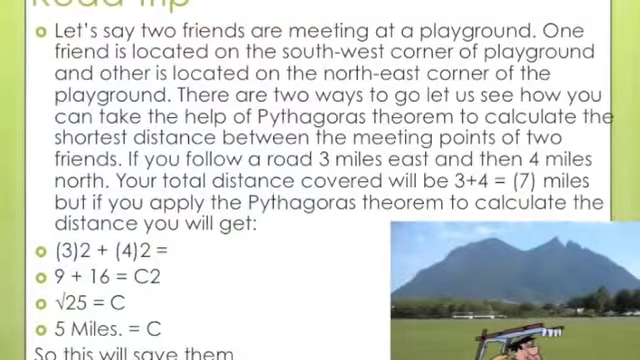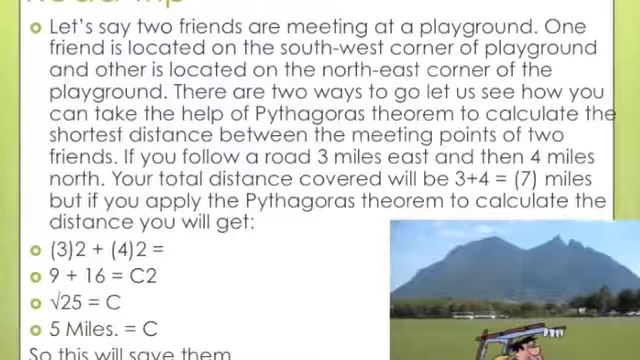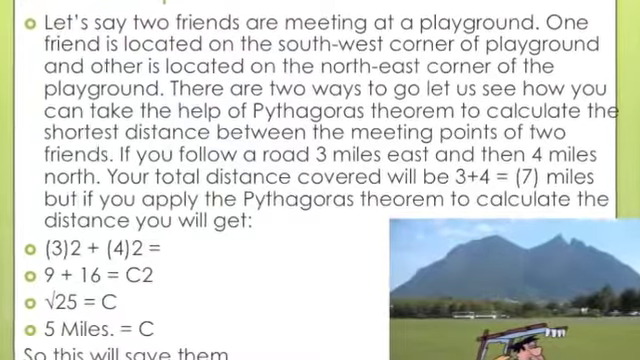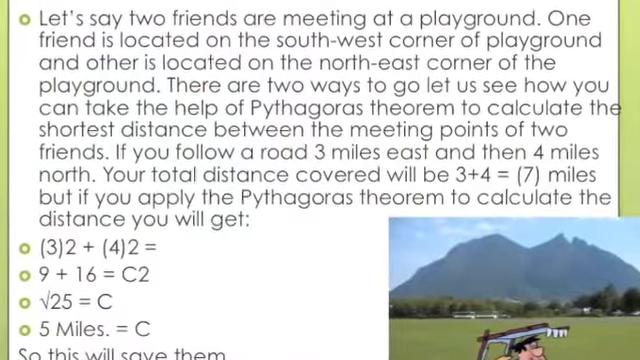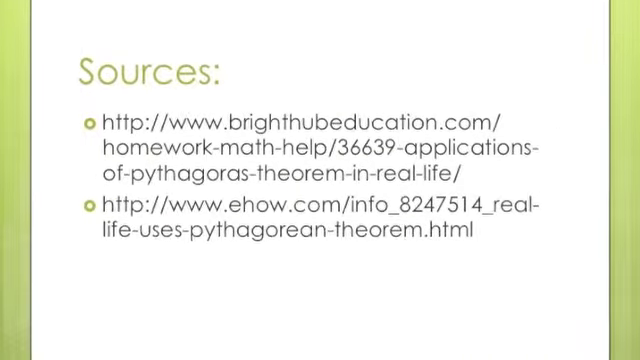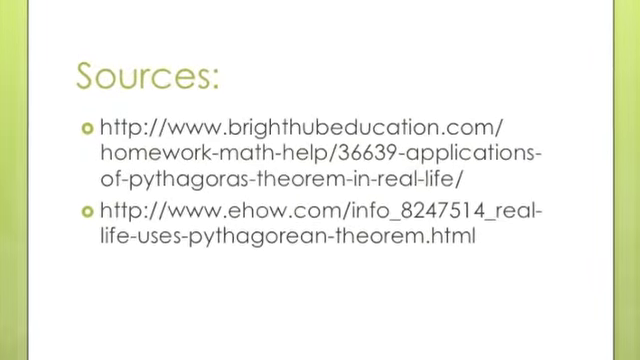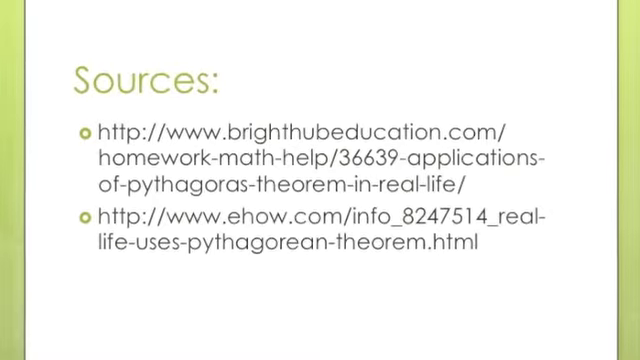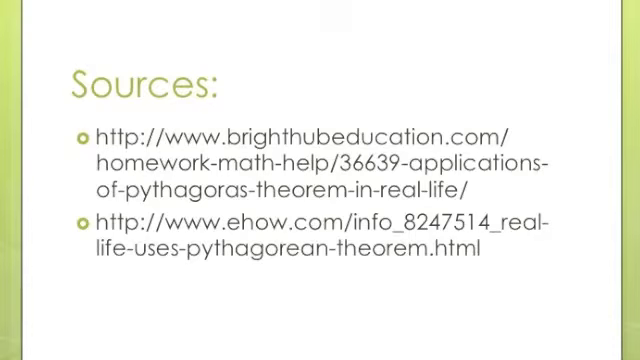The Pythagorean theorem could also be used when finding the shortest distance between two points. This could be used when going on a road trip. Now, for the remainder of the class, when we're going over the Pythagorean theorem, you are able to realize how you can actually use it in real life.